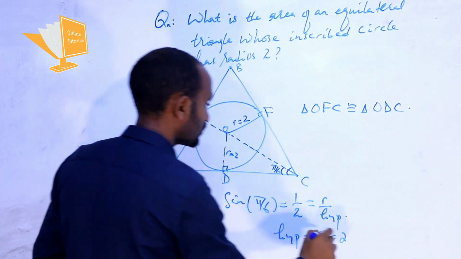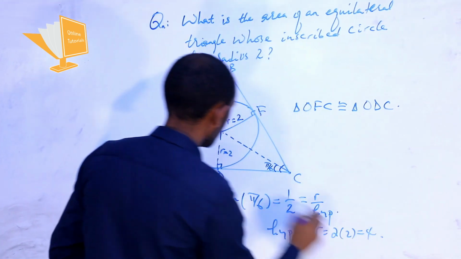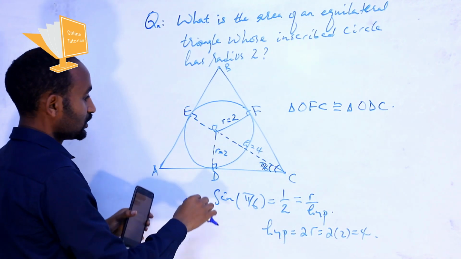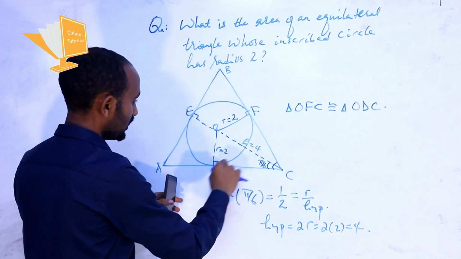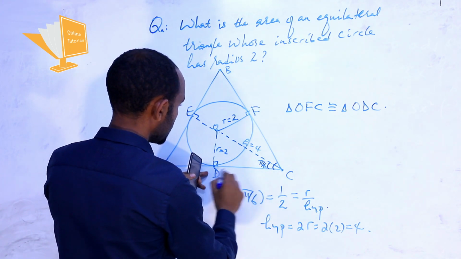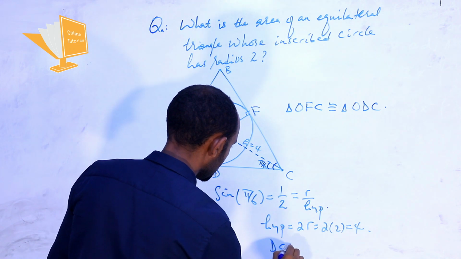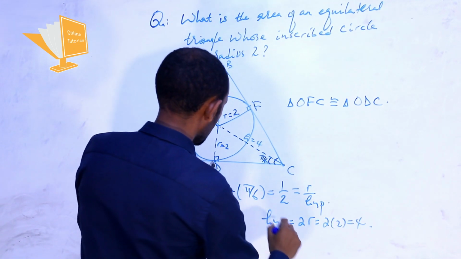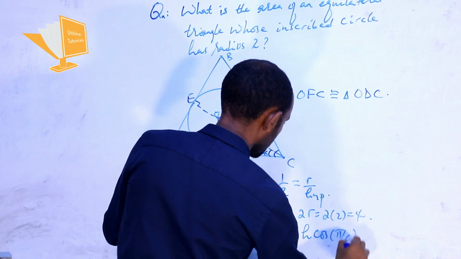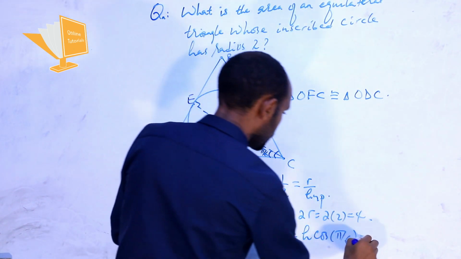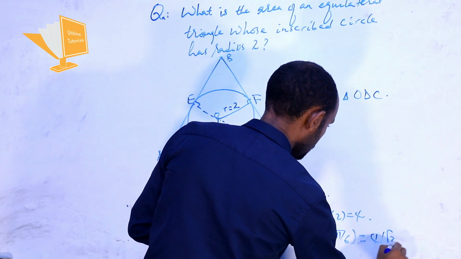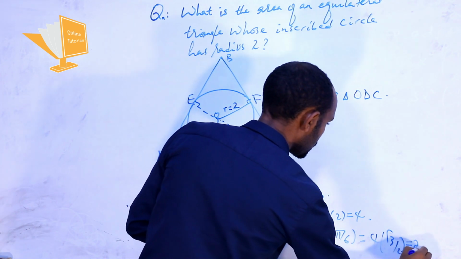Twice of r is 2 times 2, which is 4. So this hypotenuse h is of length 4. So what is the area of this triangle? The area of this triangle, you can find this side here. The side DC is equal to hypotenuse times cosine of pi over 6. So the hypotenuse is 4 times cos 30, which is sine 60, which is root 3 over 2. What is this? 2 root 3.